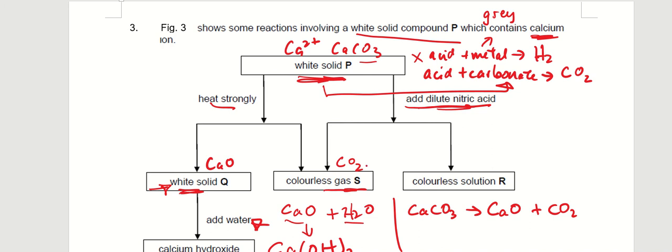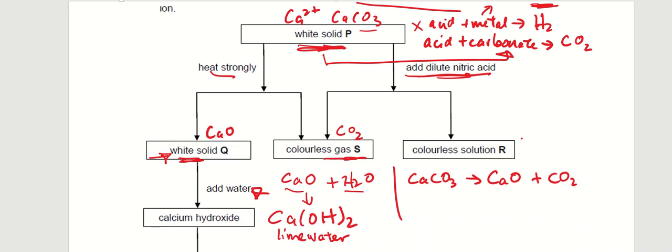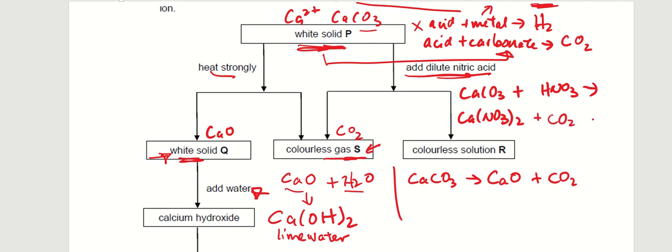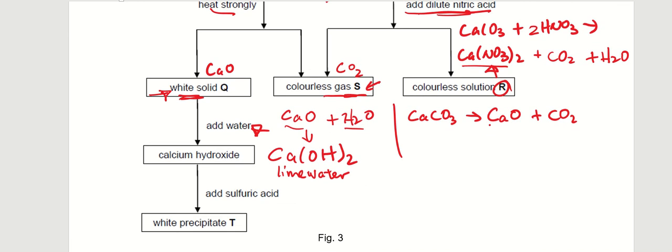Since we are adding calcium carbonate to dilute nitric acid, we are reacting calcium carbonate and nitric acid, and we should get a salt, which will be calcium nitrate, and we get this gas as carbon dioxide, and we will get water. To balance the equation, we put a 2 there, which means this salt R is calcium nitrate. So now we have managed to identify everything.